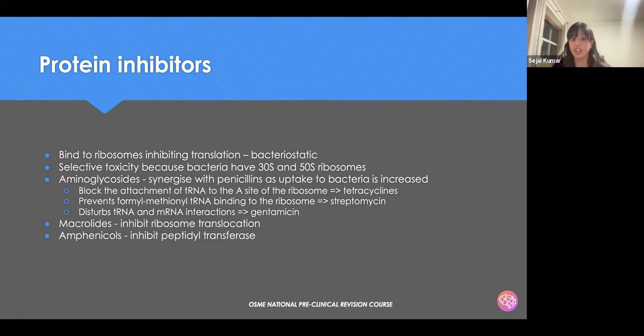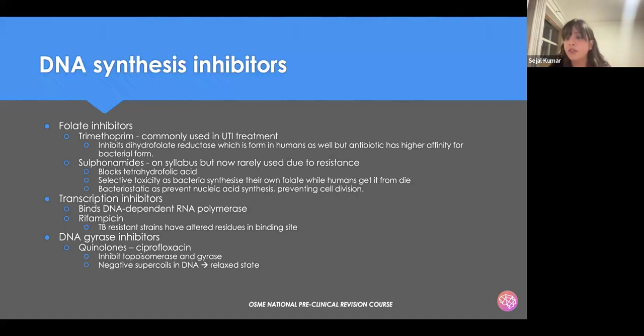Macrolides can inhibit translocation, and amphenicols can inhibit peptidyl transferase. Those are just examples, by the way, that you could include if you're talking about antibiotics. It's a mix of the left-hand side and the right-hand side part of the syllabus.